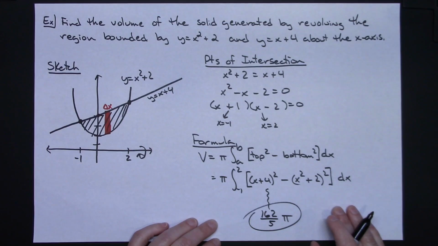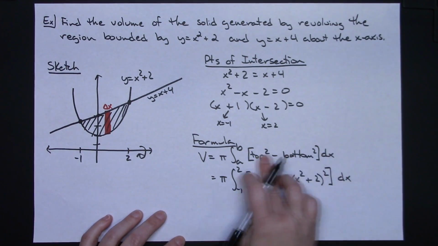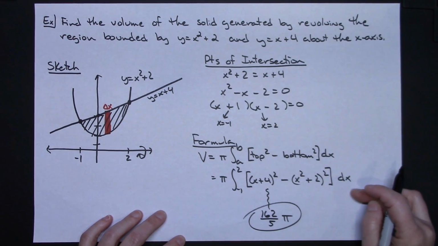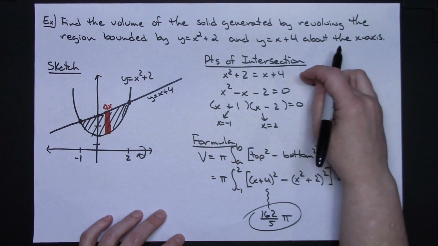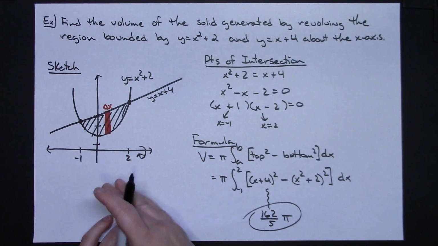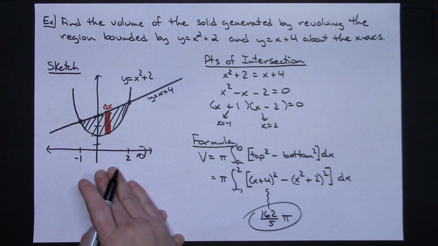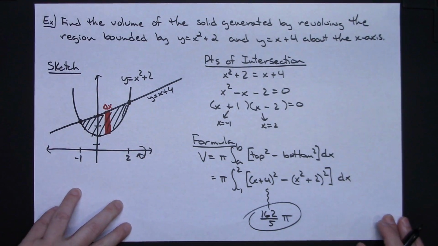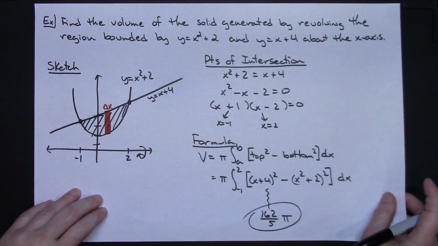Otherwise, you should be good here, because the main thing is, can you plug everything into the washer formula correctly? Can you find those points of intersection, and can you determine that, yes, it is a washer method problem? Alright, now let's do a second example.